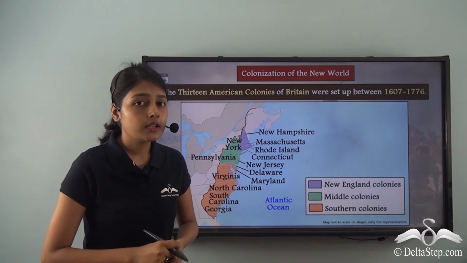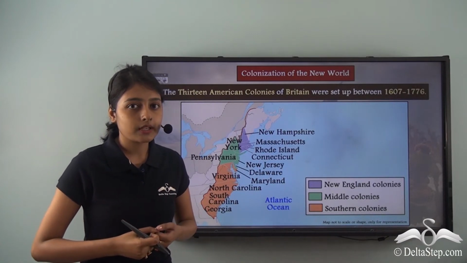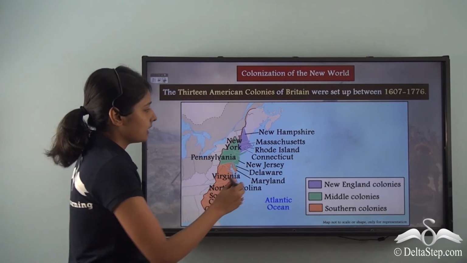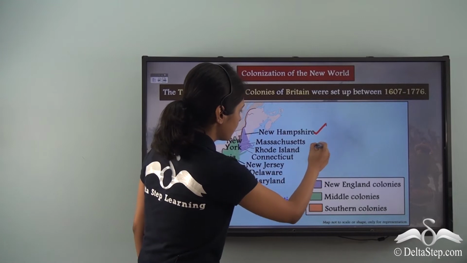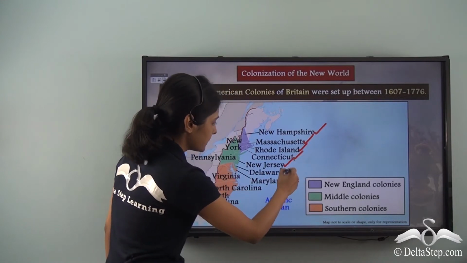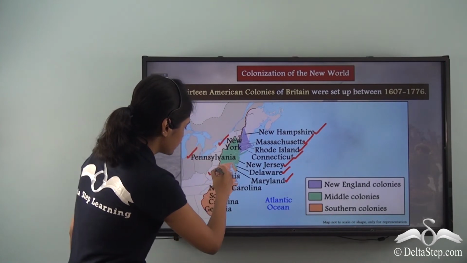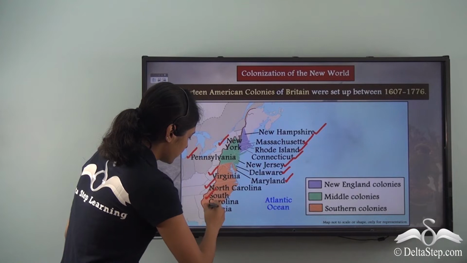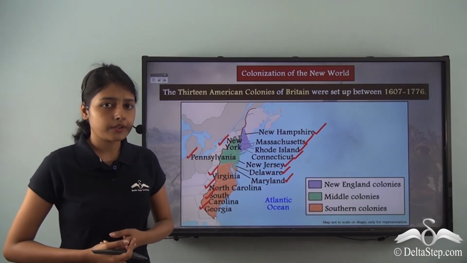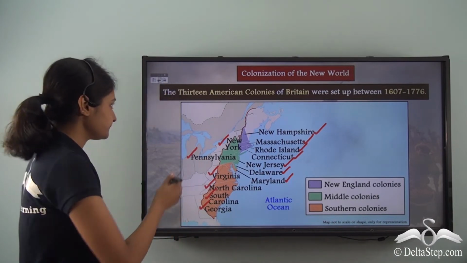Do you know what these were called? These were called the Kingdom of New England. Britain set up 13 colonies in North America. Let us now point out and try to remember what these colonies were. The 13 colonies were New Hampshire, Massachusetts, Rhode Island, Connecticut, New Jersey, Delaware, Maryland, New York, Pennsylvania, Virginia, North Carolina, South Carolina, and Georgia. Do you know what was the first British colony that was set up in North America? Jamestown in Virginia was the first British colony established in North America.